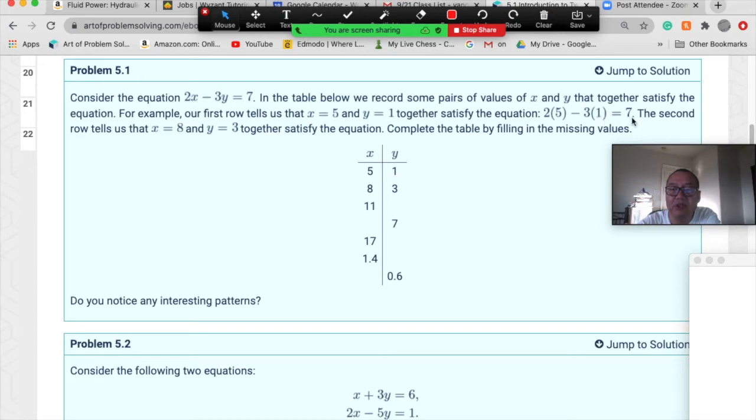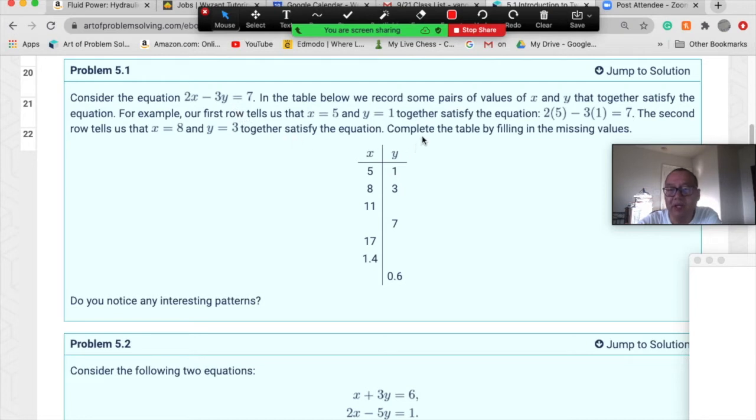That's true. So that means 5 and 1 is a solution of this equation. Then the second row tells us x equals 8 and y equals 3. So 2 times 8, that's 16, minus 9, so you get 7. That means 8 and 3 also satisfy this equation. That means x equals 8, y equals 3.